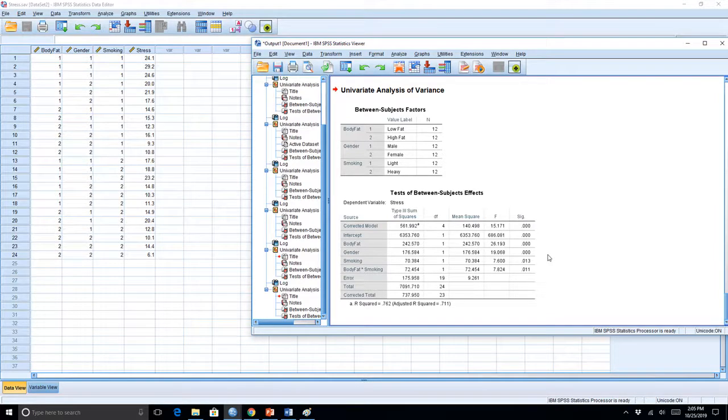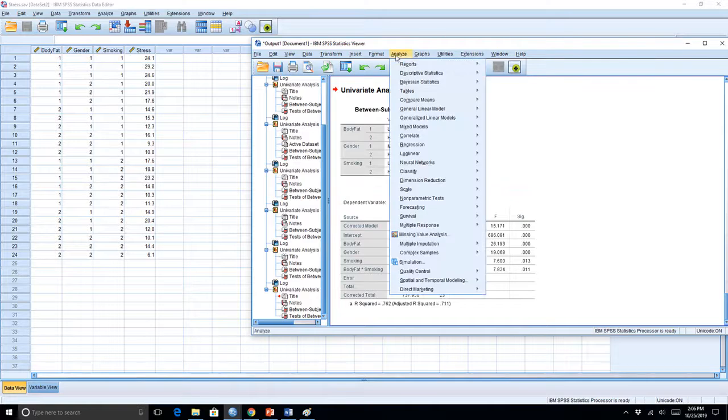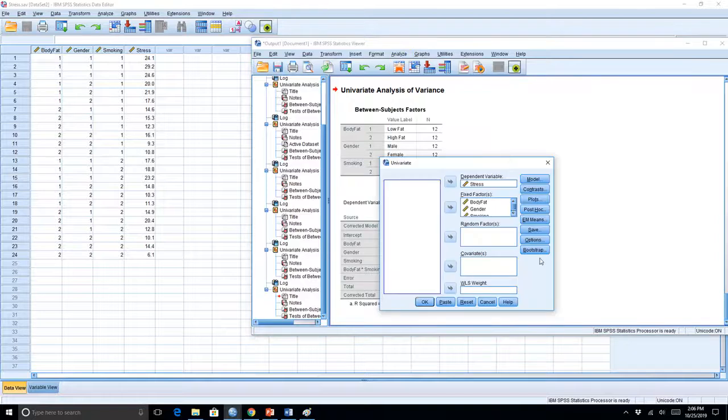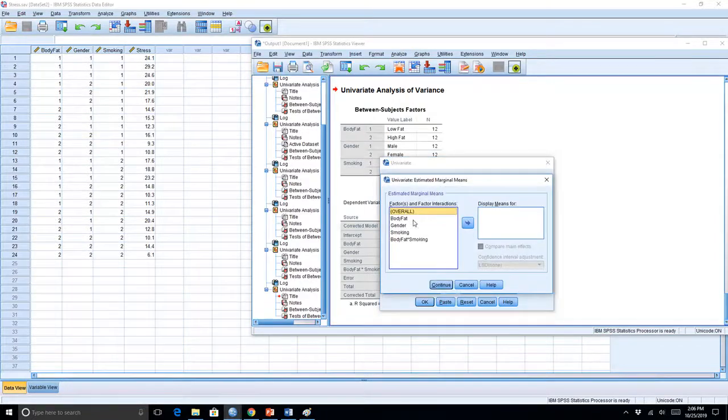So we need to get post hocs for the main effects. Actually, we don't need post hocs. We just need means, so we can compare the differences. And we need a two-way body fat by smoking interaction. So graph. So we're going to go back to general linear model univariate. We'll get our estimated marginal means now that we know what those were. All right, we're going to get those for the main effects. I don't want that for all.